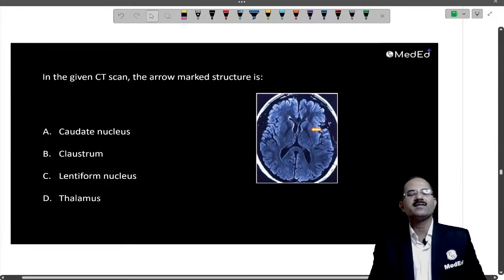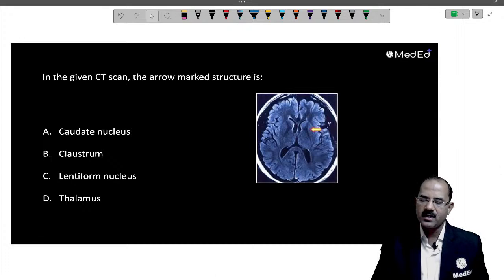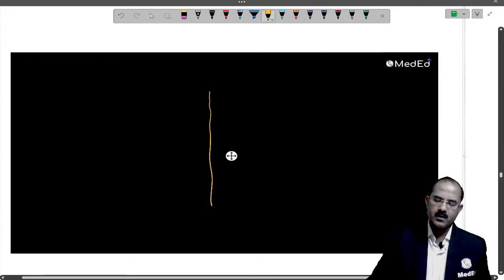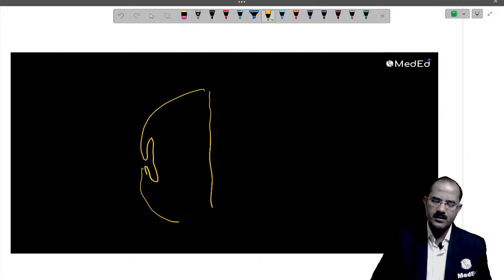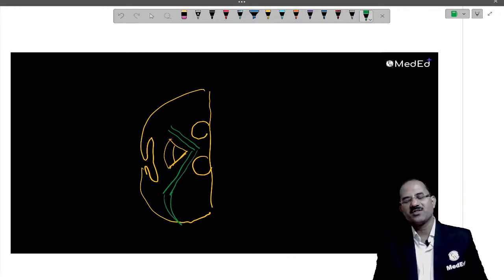Come on, students, answer this. In the given CT scan, the arrow marked structure is? Can anyone answer this? Look, I'll just make a slide here for you. That's a horizontal or transverse section of the brain. You get a nucleus here, a nucleus here, and you get white matter. So what is this V-shaped structure? Internal capsule.